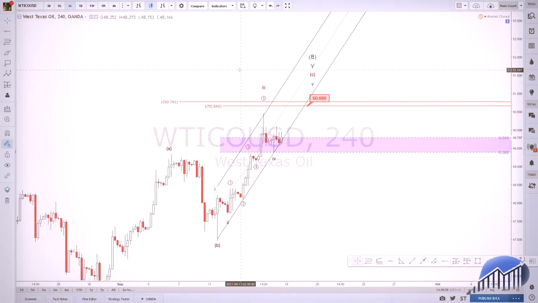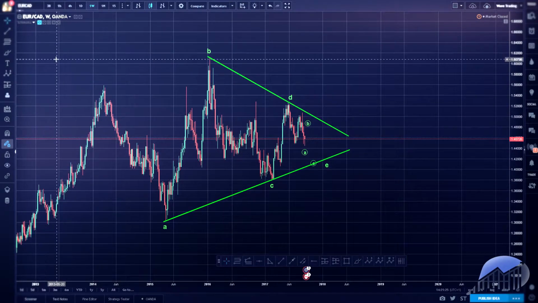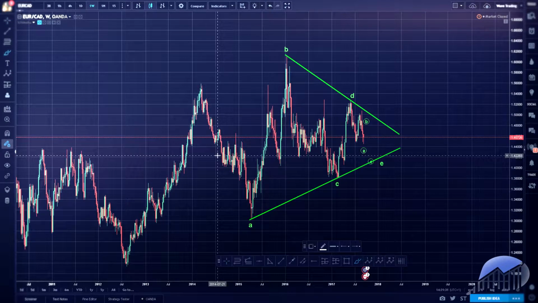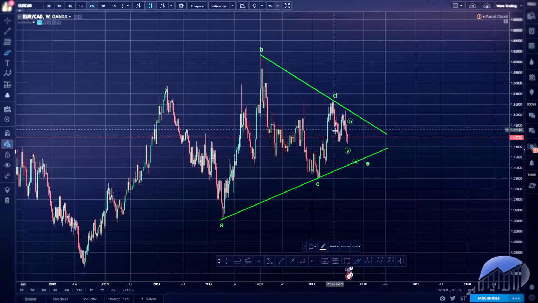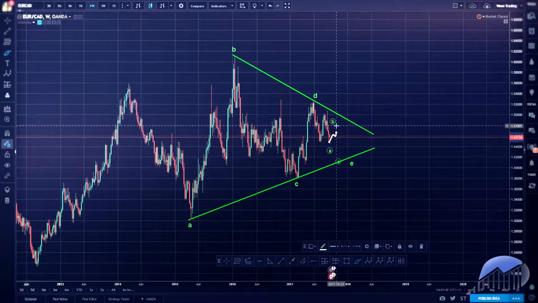So now let's go over to some Forex markets. Okay, so here we are with EURCAD on the weekly chart again. I went over this one last week. However, I'm making an update just to show you the trading opportunity which we could take here for wave B.